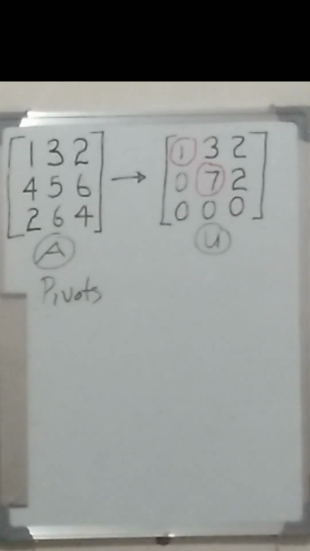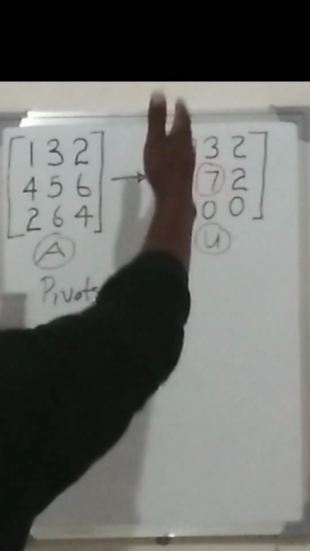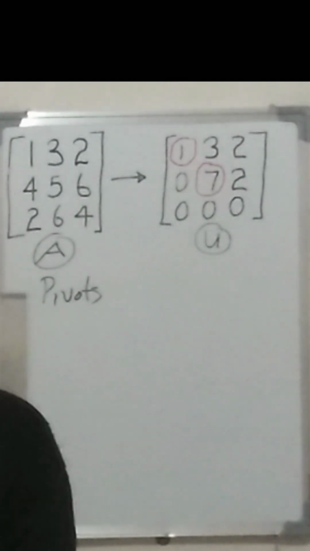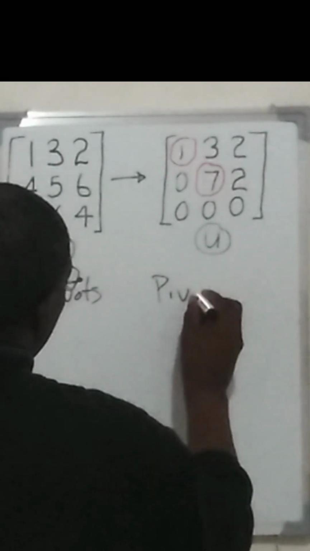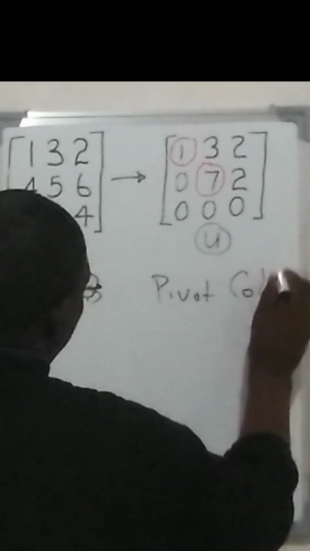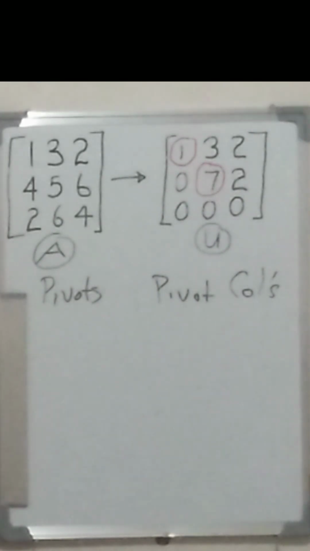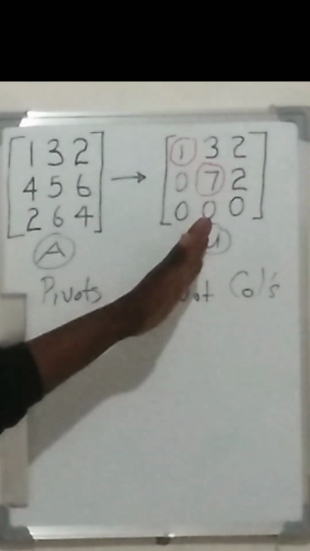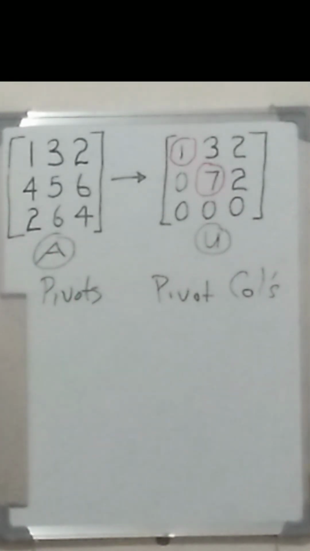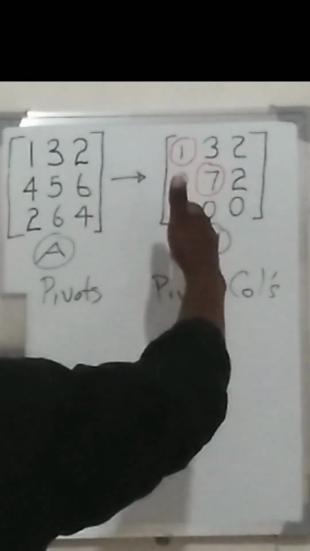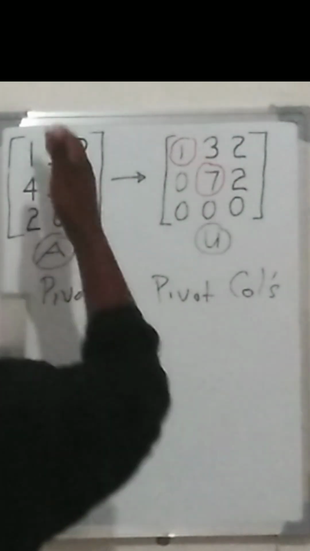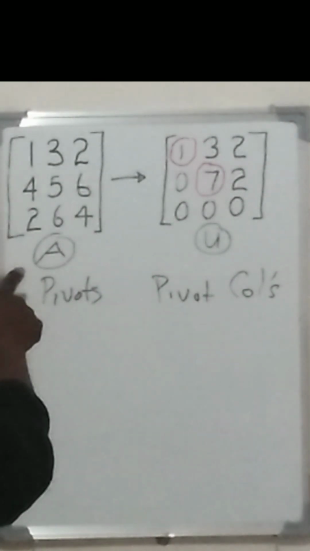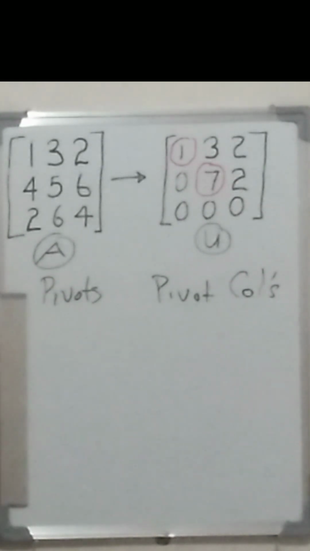And of course, following onto that, the columns which contain the pivots, in other words, column number 1 and column number 2, are called pivot columns. Now, the question, of course, is what does matrix U reveal to us about matrix A? Well, first of all, this means that column 1 and column 2 in matrix A are linearly independent.